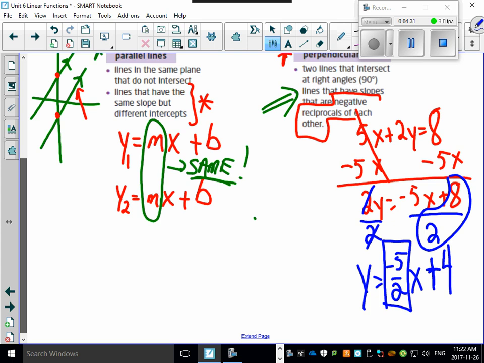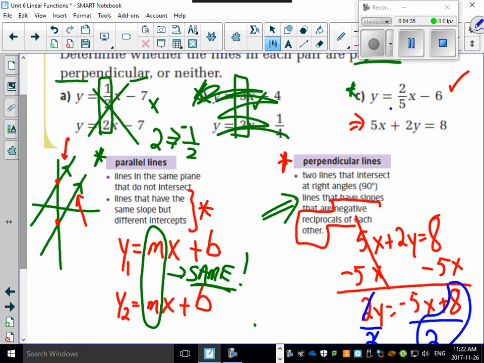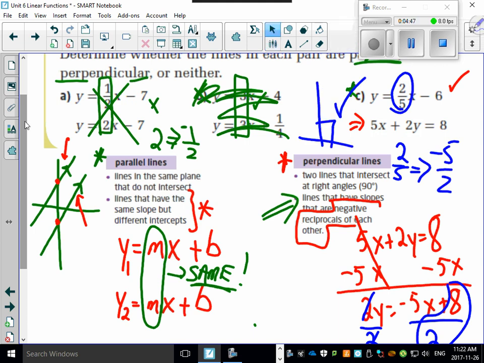Let's compare it to the other graph. Minus 5/2, and look at this, 2/5. So 2/5, negative reciprocal becomes minus 5/2. These guys, in fact, are perpendicular to each other. Ha-ha! So that's how you do parallel and perpendicular lines using y equals mx plus b.